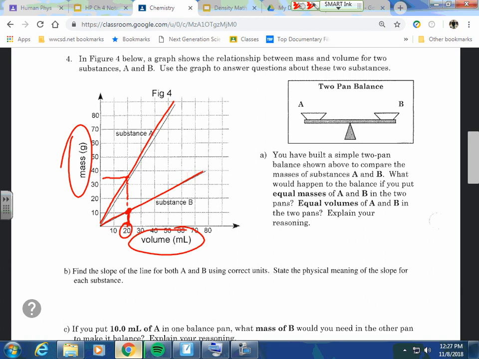I'm not going to write all that. It's on the video. Good? Find the slope of the line for both A and B using correct units. State the physical meaning of the slope for each substance. Okay?